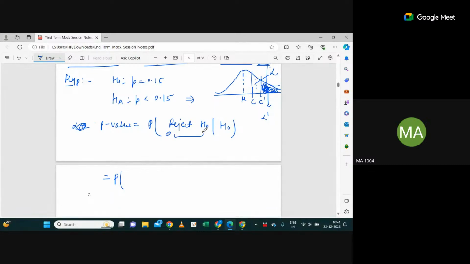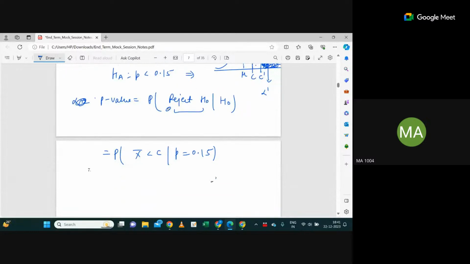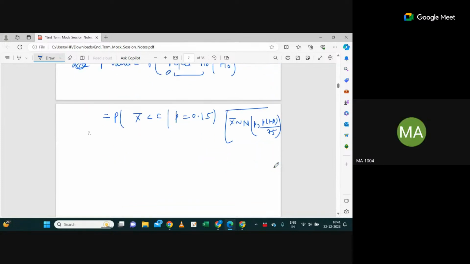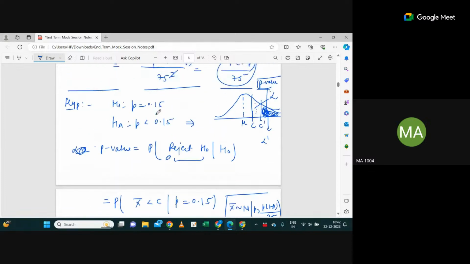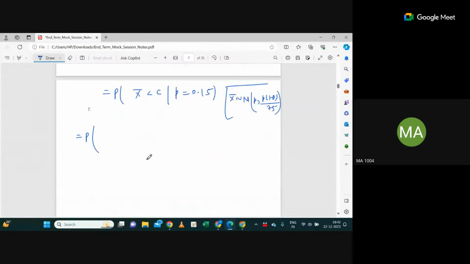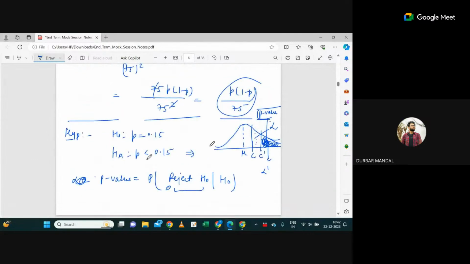So when I'm rejecting my H0, if I'm talking about X bar, here X bar is less than C, and what is the H0? p is 0.15, right? And what is the distribution of X bar here? We got X bar is normally distributed with mean p and variance p into 1 minus p divided by 75, right? Now, what should be the next step? So what is the C first of all? C should be 0.08 maybe.